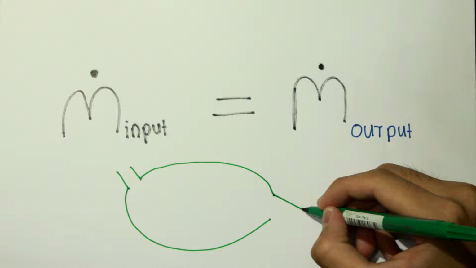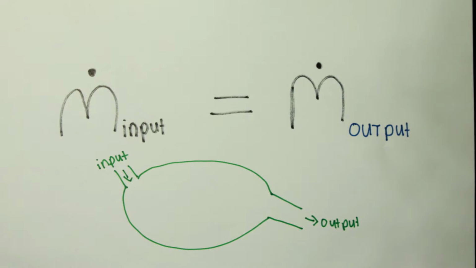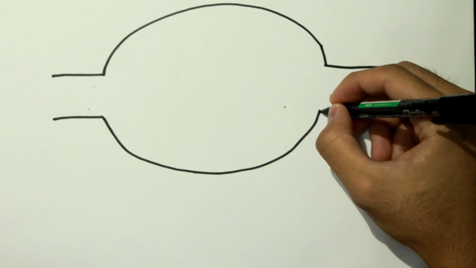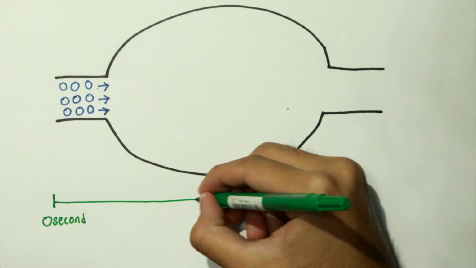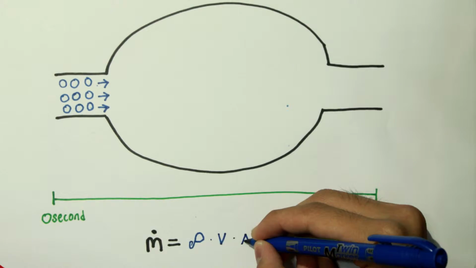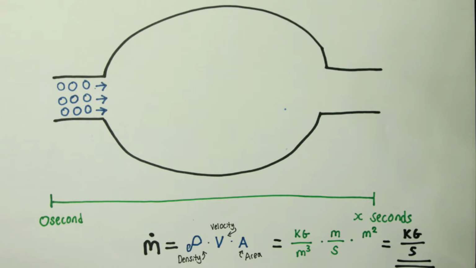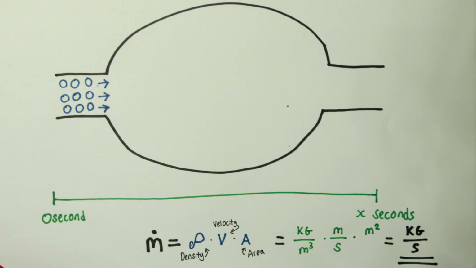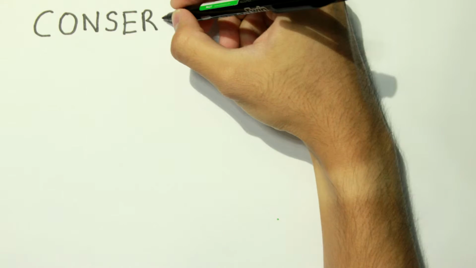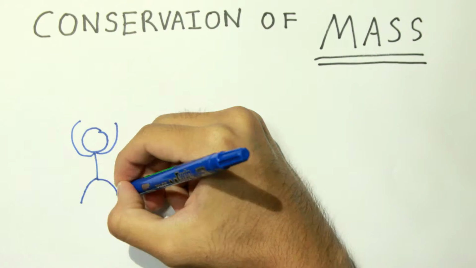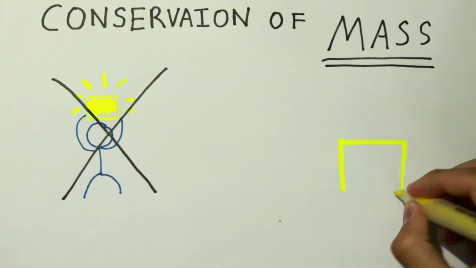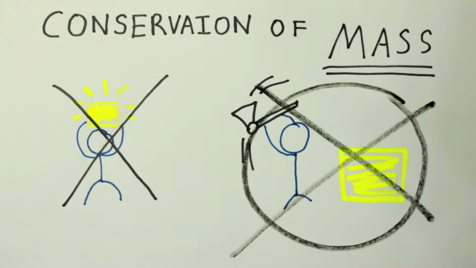Mass flow input equals mass flow output, which means that the mass input into a system equals the mass output out of the system. Mass flow rate is the amount of mass going into the system per second. We can further analyze the equation by giving a clearer definition. Mass flow rate is the function of density times velocity times area. The equation obeys the law of conservation of mass, which states that matter can neither be created nor destroyed.